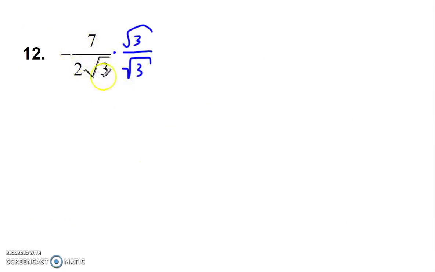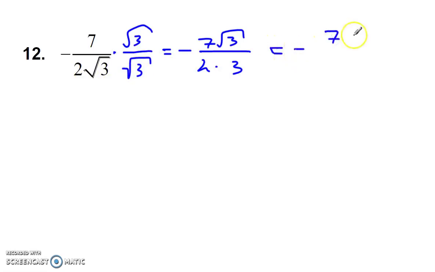When we want to rationalize the denominator and all you have here is a product, we can multiply by that radical. That would give me negative 7 radical 3 over 2 times 3. Because remember, when you multiply these together, that squares it and cancels out the radical. So that's negative 7 radical 3 over 6.